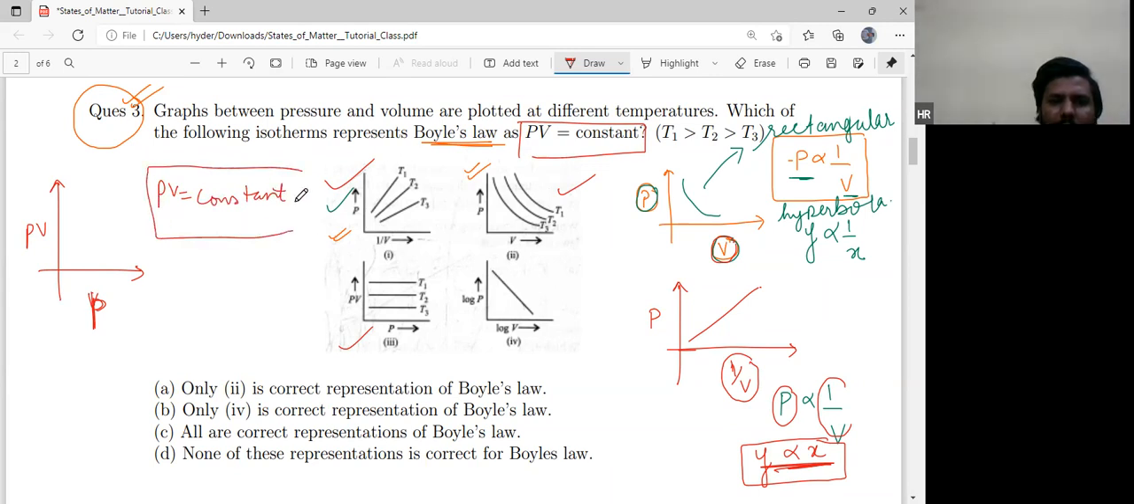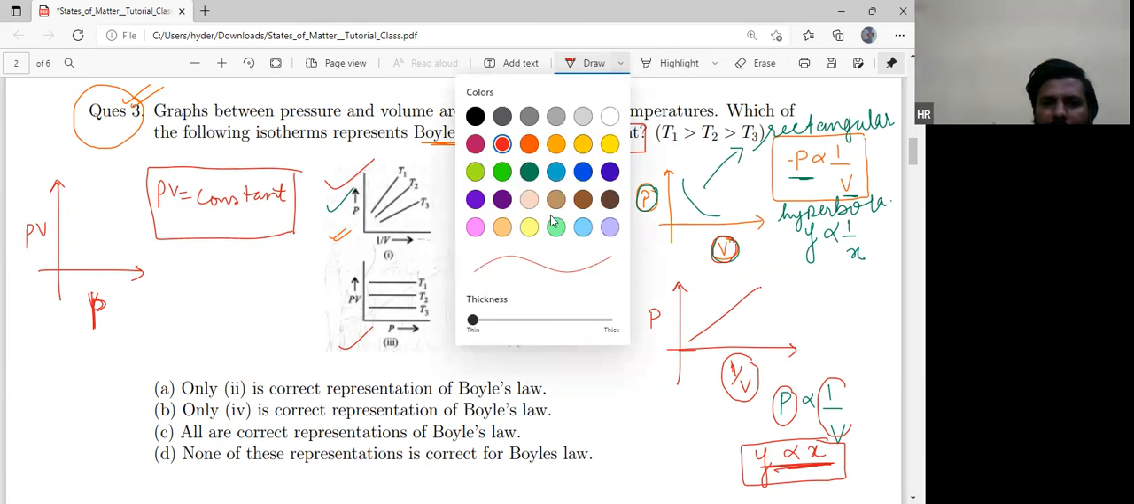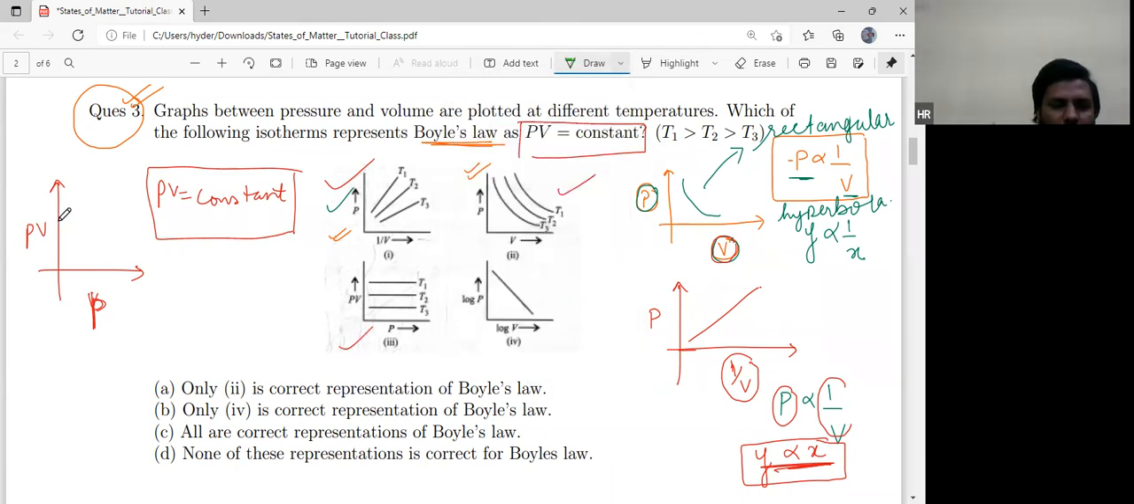You have studied it. PV is equal to a constant, so the value of PV will not change. That means the graph will be like this, because the value of PV won't change.